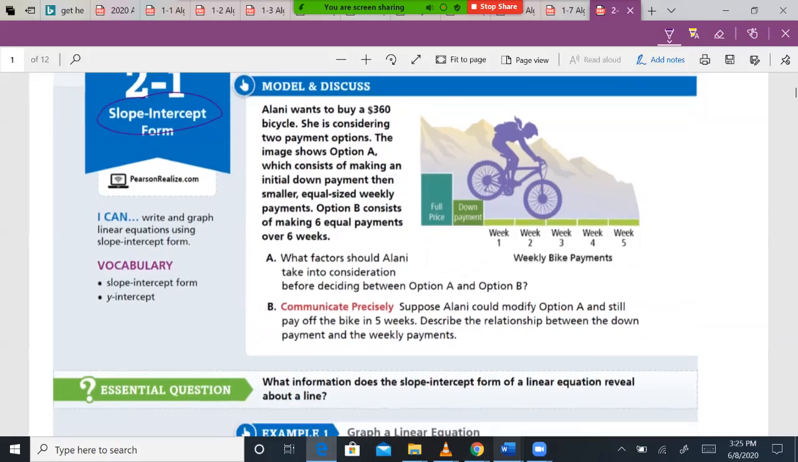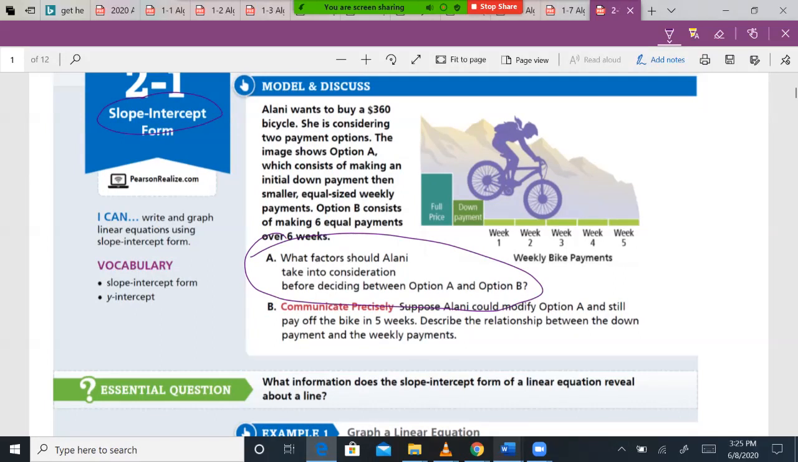What factors should Alani take into consideration before deciding between option A and option B? Here's the kicker, okay? Whenever you're getting a loan or making a payment for something, you don't have to pay for it right away. What you can do is pay for things over time. So the one thing we need to consider is in part A, can Alani afford it? Can Alani afford paying everything all at once or in smaller equal payments so maybe she can save more money to pay everything up later on?